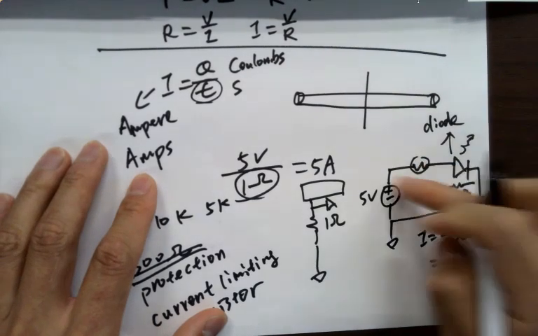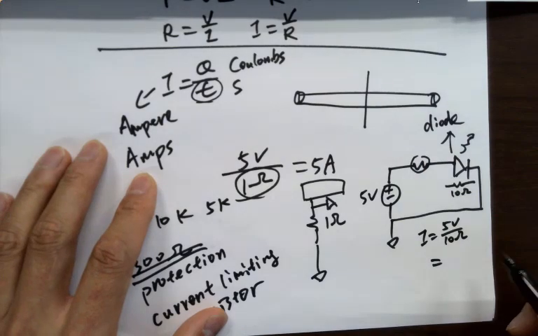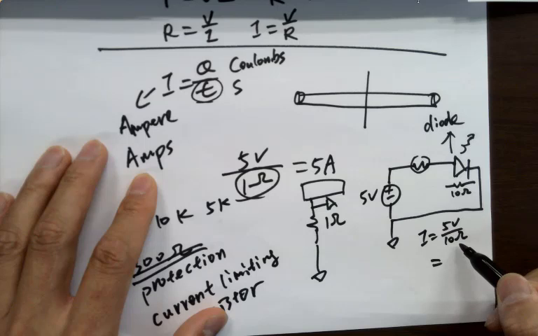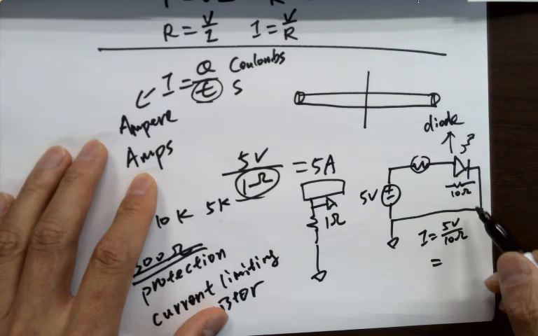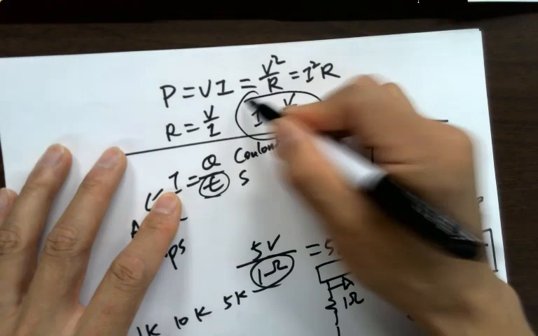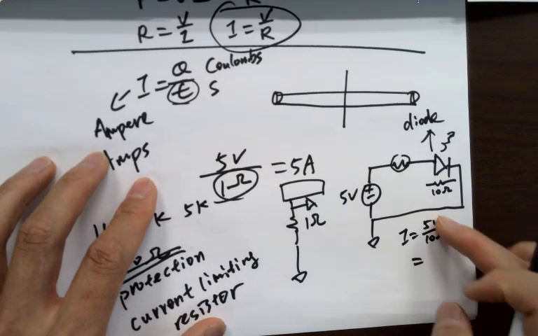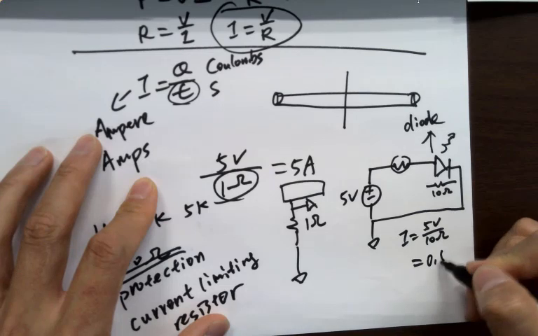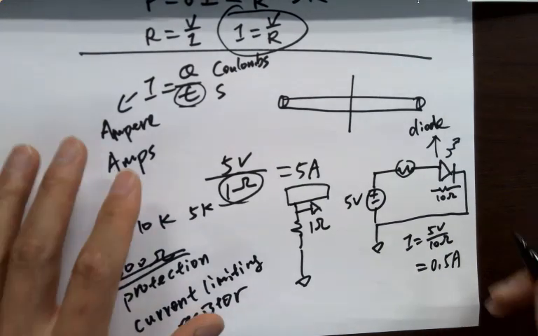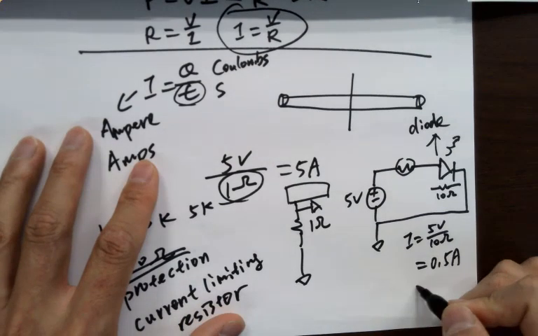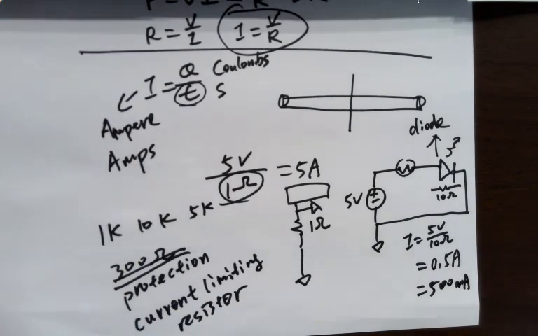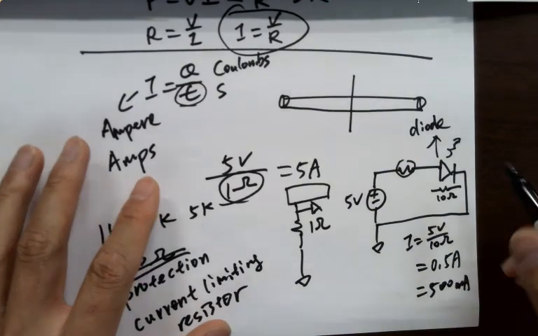If we don't have this resistor, just a wire, the current will be I equals 5 over 10, right? Because I equals V over R. So the current will be 5 volts over 10 ohms, which is, yeah, half an amp. But usually we don't say that. We say 500 milliamps. That's more common, but half an amp is also right.